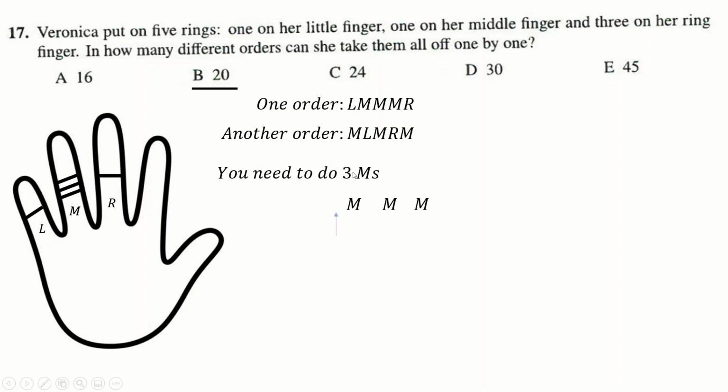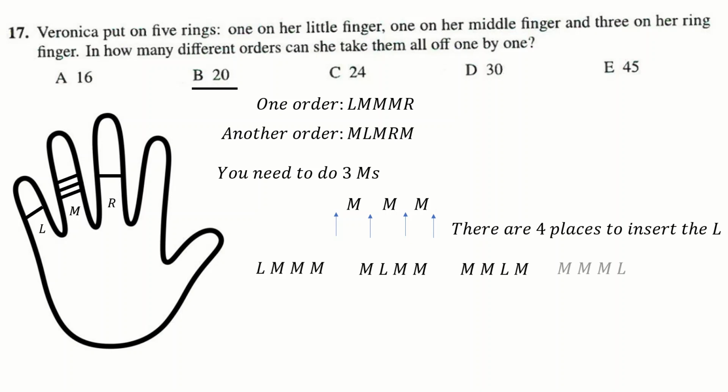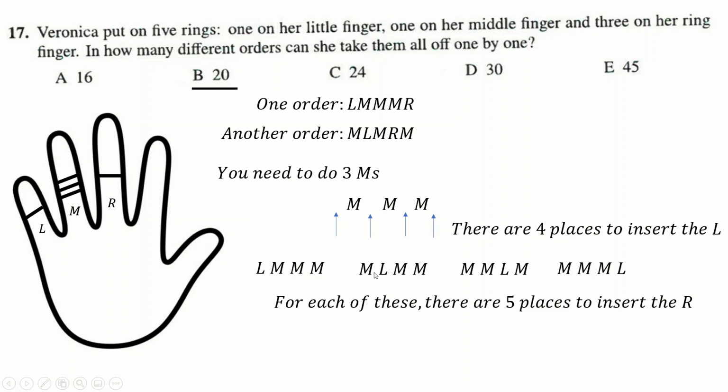So you need to do 3 M's. Now, really, the way to think about this is there's a choice of where to put the L's and the R's. So let's just do the L's first. You can put the L in a choice of 4 places, either at the start, here, here, or here. So there are 4 places to insert the L, and here are the 4. And now you just do the same with the R's. You think, well, here there are 1, 2, 3, 4, 5 places to insert the R. And likewise here and here and here.